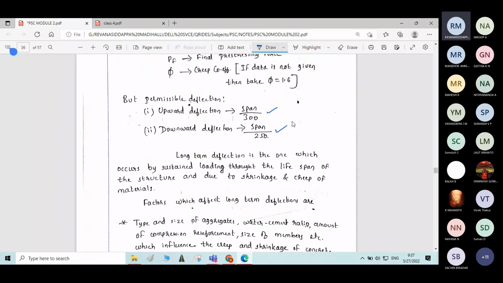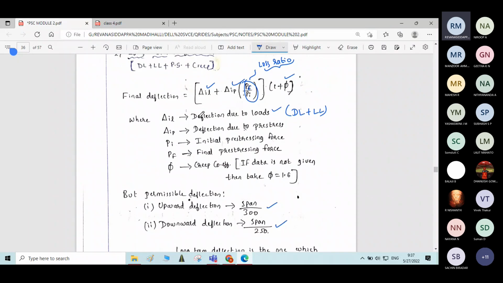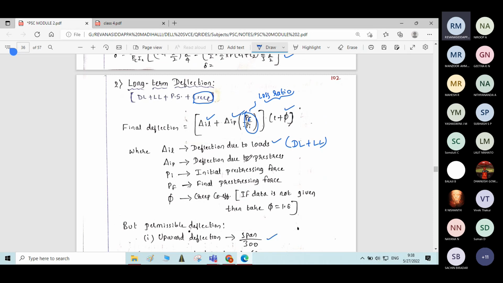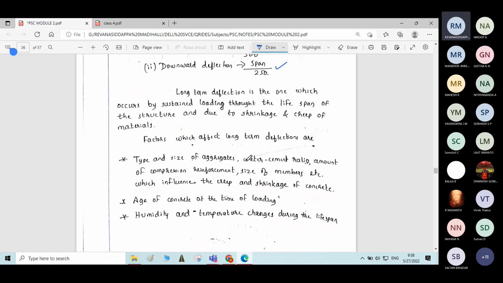And why does this long-term deflection happen? Due to creep. Creep means deflection due to sustained load. Deflection due to sustained load for a long period of time is called long-term deflection, or simply deflection due to creep. And it depends on several factors.